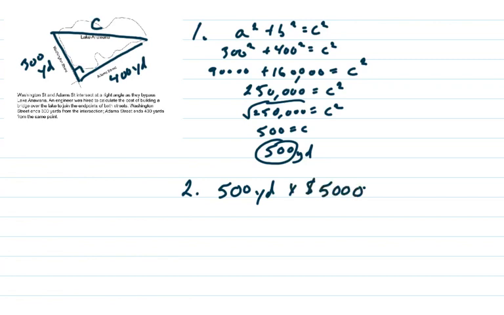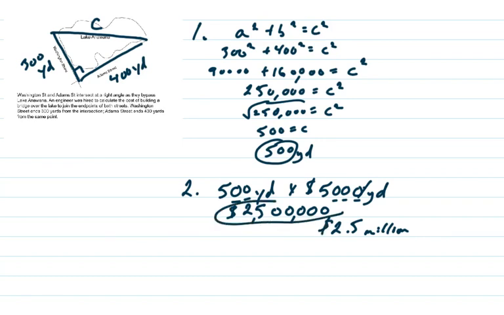Okay. Problem number 2 then requested, if we know that the bridge is 500 yards long and it's $5,000 per yard, then what's the approximate cost to build this bridge? So multiplying those, 5 and 5 would be 25, then 5 zeros, with commas, dollar sign, $2.5 million. So $2,500,000 was your correct answer for that part.